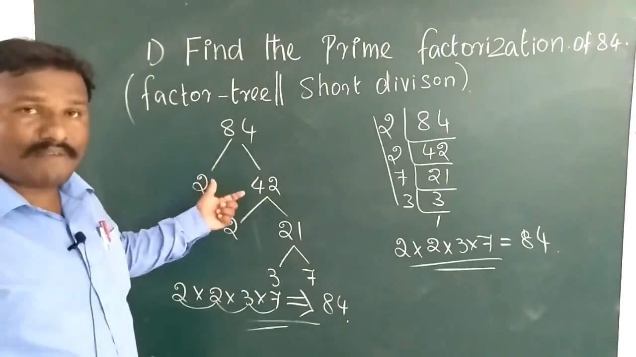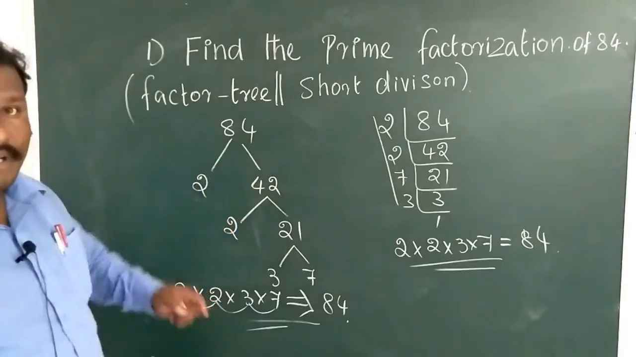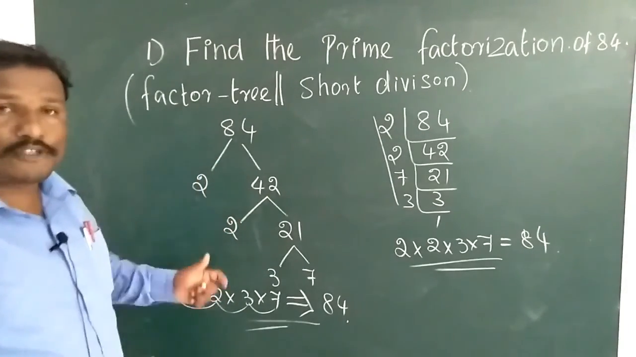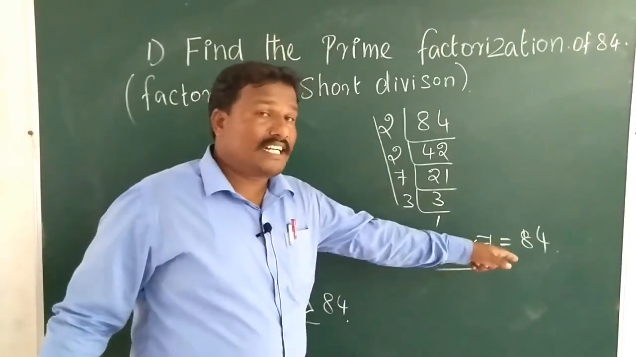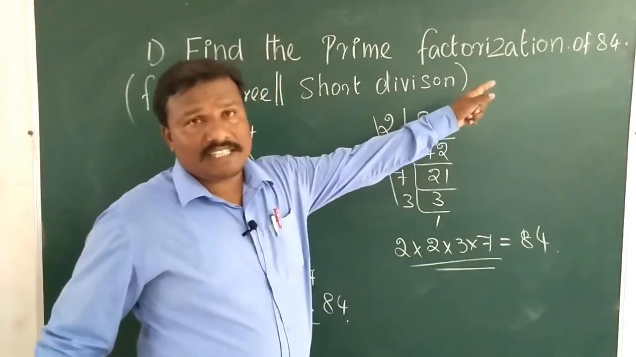So when you find the factors, they should be prime numbers. Keep in mind your factors should be prime numbers. If you multiply all the factors, the total must be the same as the question. Okay.